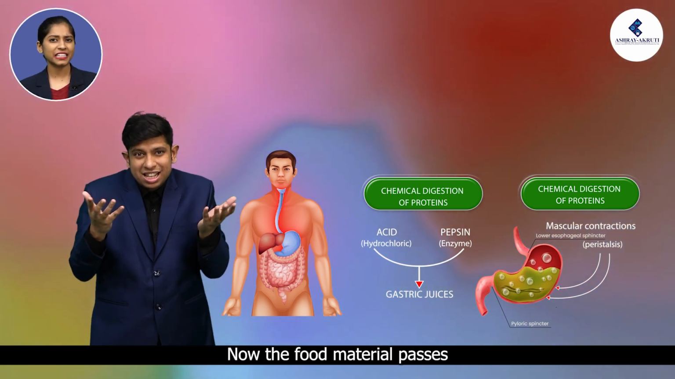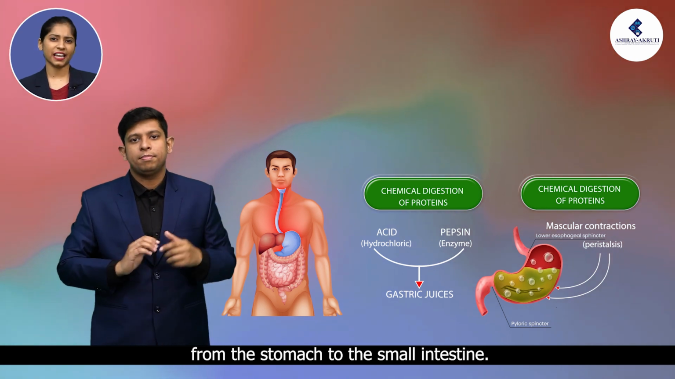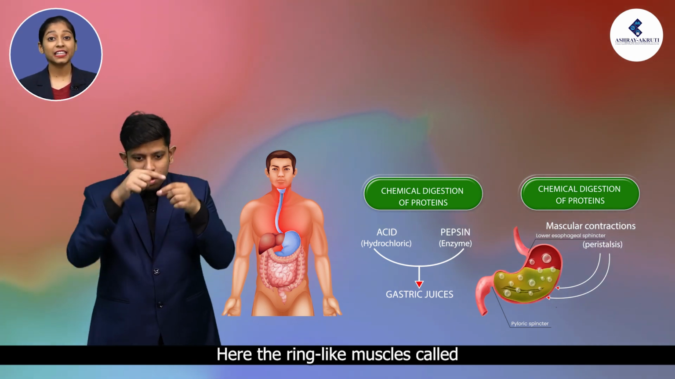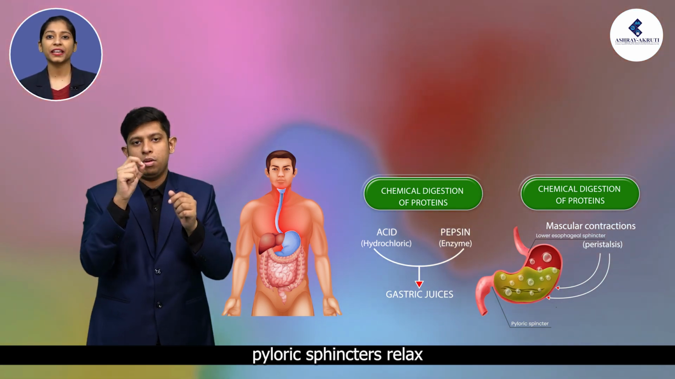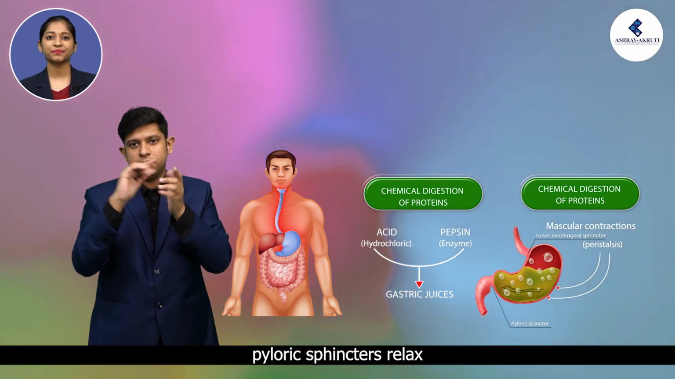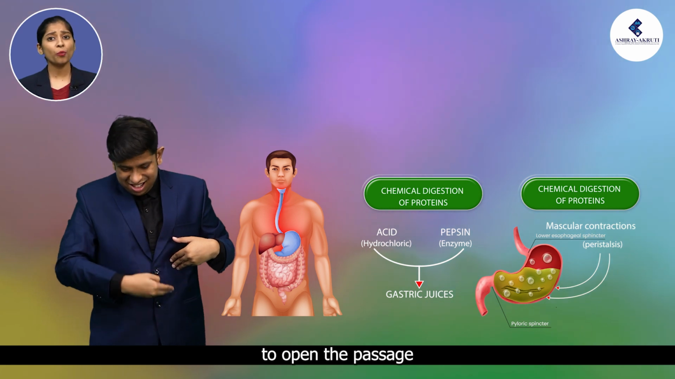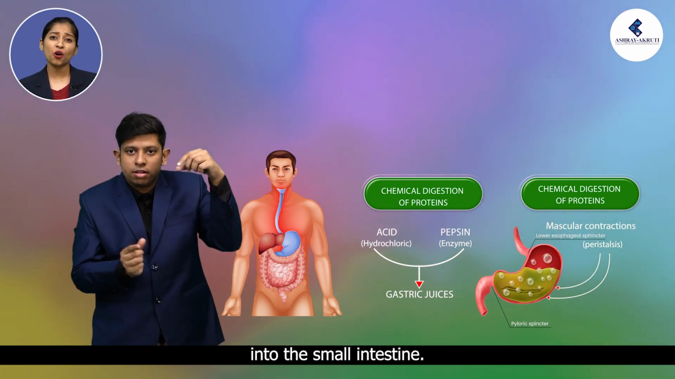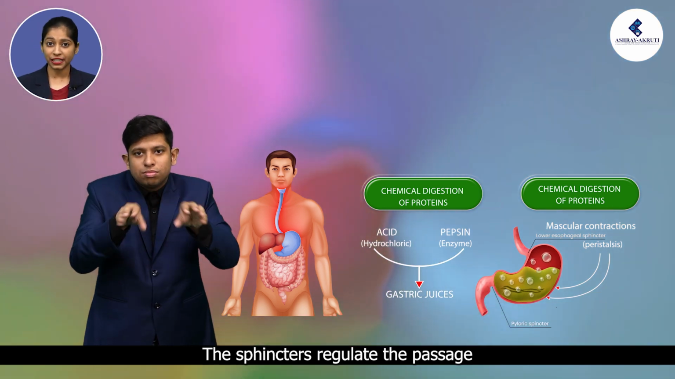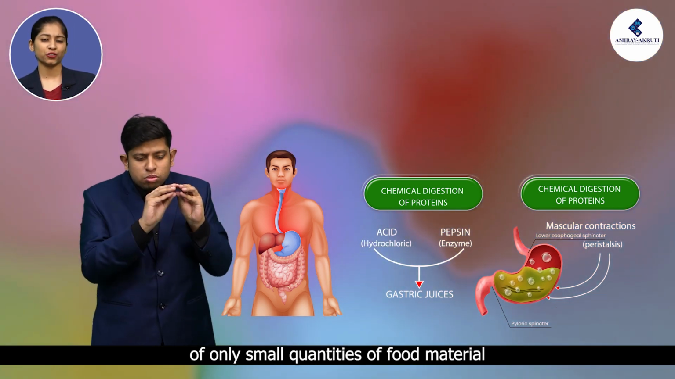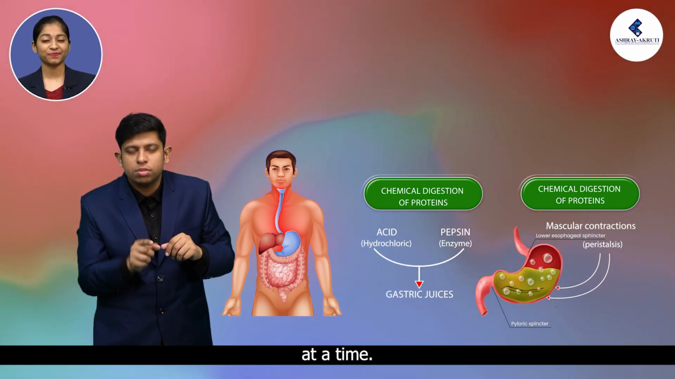Now, the food material passes from the stomach to the small intestine. Here, the ring-like muscles called pyloric sphincter relax to open the passage into the small intestine. The sphincters regulate the passage of only small quantities of food material into the small intestine at a time.